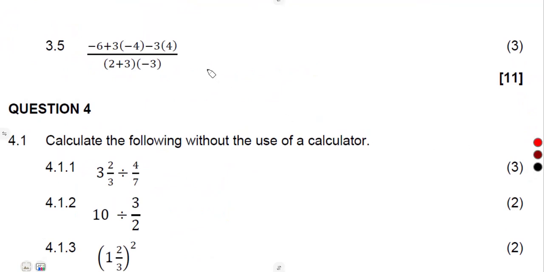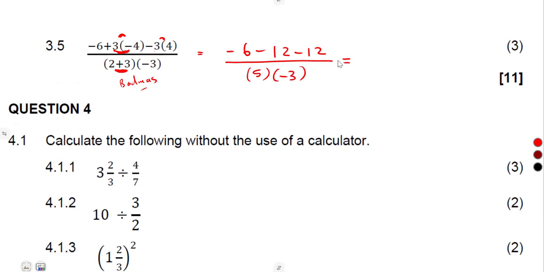3.5. We can apply our BODMAS, the operation of our brackets. So it's going to be negative 6. 3 times negative 4, that's a negative. 3 times 4, that's 12. Here just multiply these two again. Minus 3 times 4, that's minus 12. Everything over, that's a bracket here. So according to BODMAS, we must consider those brackets. 2 plus 3, which is 5 times negative 3.